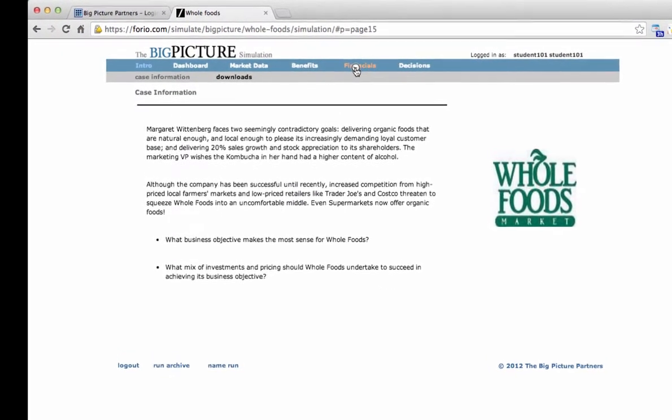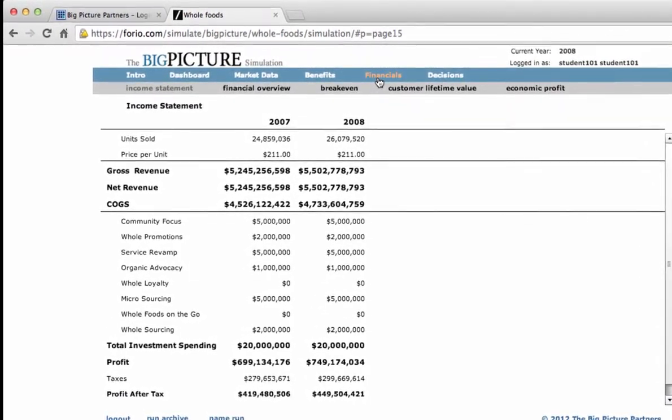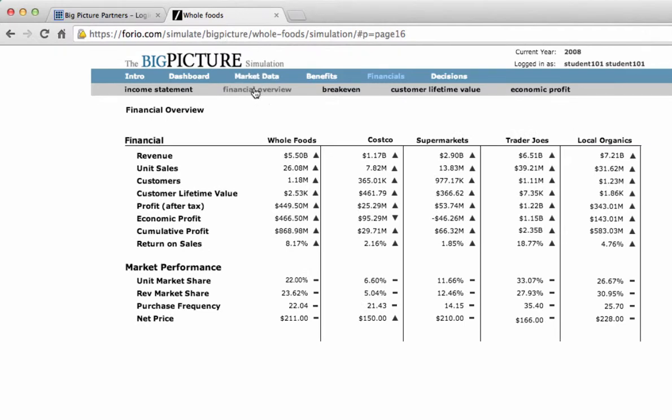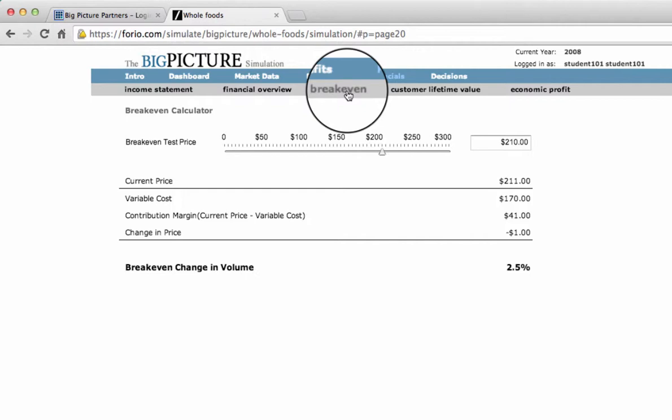From here, we can consider the financial information presented for Whole Foods and the competitors. First off, we have a basic income statement that shows our revenue, our net revenue, our cost of goods, and also shows what we have invested in during each year. We see our profit before and after taxes. We also can access a financial overview that shows us our performance compared to the performance of competitors, and for each competitor, whether the performance has gone up, down, or stayed the same compared to the previous year.